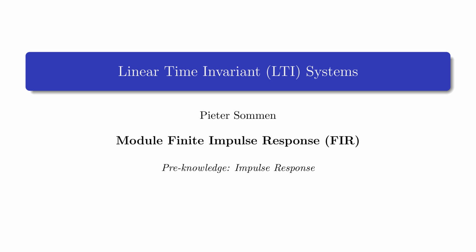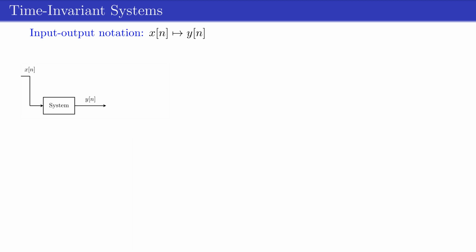In this video we will discuss two general properties of systems. These properties, linearity and time invariance, lead to simplifications of mathematical analysis and greater insight and understanding of system behavior. Linear time invariance is abbreviated as LTI.